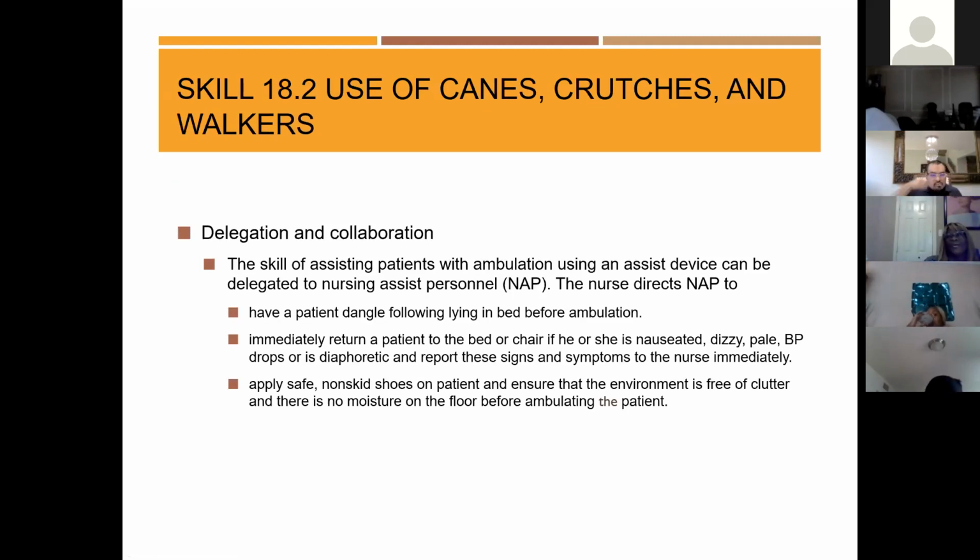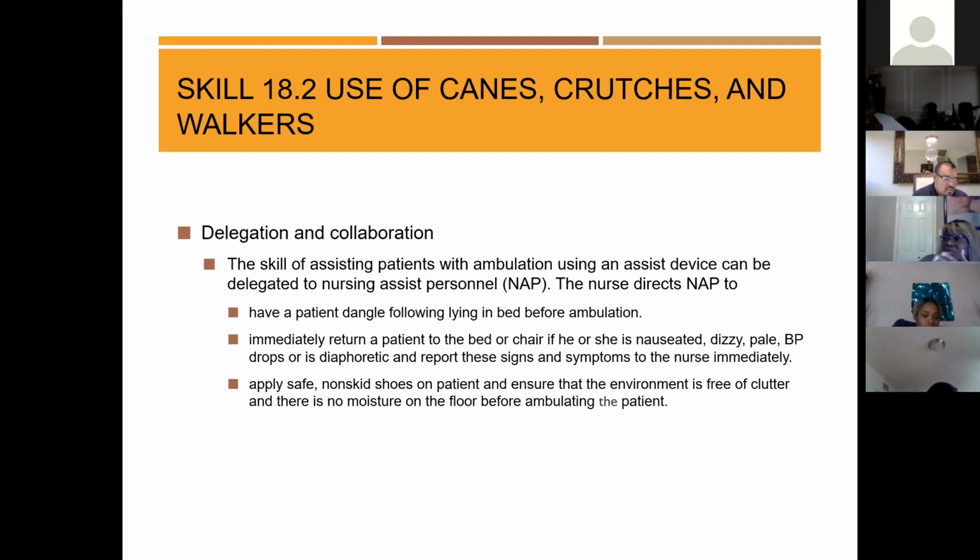All right. You can delegate this skill to the nursing assistive personnel. They can assist the patient with this. Same rules, just make sure that they know to have the patient dangle their legs sitting at the bedside before they get up to ambulate. Report any of those signs if there's problems, if they're nauseous, dizzy, blood pressure drops, any of those things. Make sure the environment is safe. They put on the little socks with the non-skid surface on the bottom, or their shoes, to make sure that they're not going to slip and fall because of having naked feet.